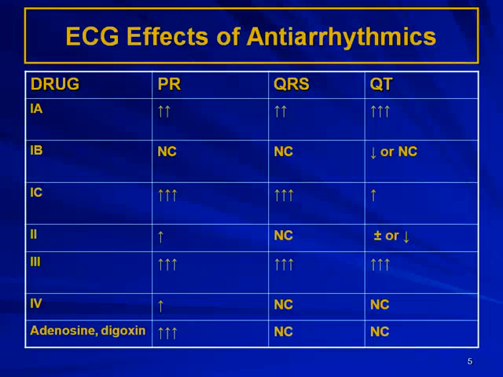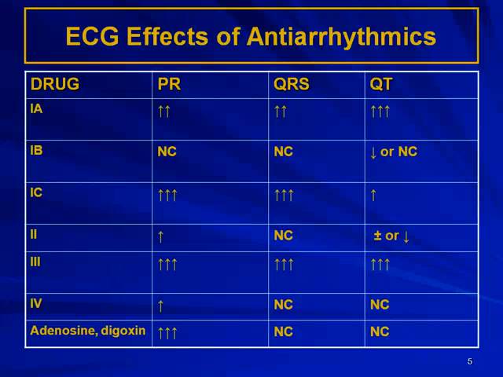The other thing that's notable is the class 1B drugs, which were lidocaine, mexiletine, and I believe tocainide was one of those drugs, but now is no longer available. They have essentially no effect on any of your EKG intervals, with the exception that the 1B drugs may shorten the QT interval. In fact, we have used mexiletine in patients with congenital long QT syndrome.